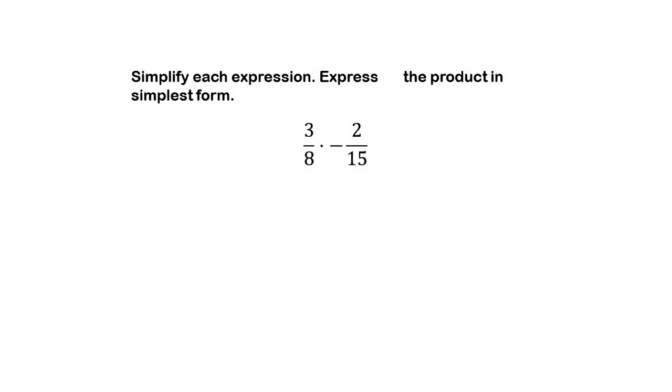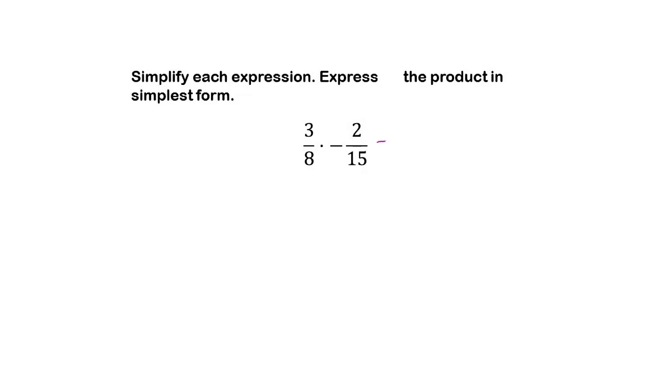Simplify each expression and express the product in simplest form. Here we have 3/8 multiplied with -2/15. Now, unlike adding and subtracting fractions, when we're multiplying fractions, we do not need to have a common denominator. All we need to do is simply multiply straight across, numerator with the numerator, denominator with the denominator.